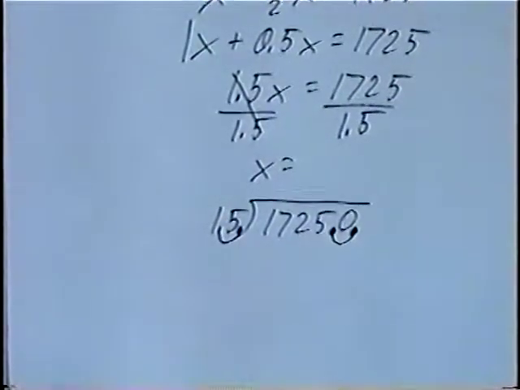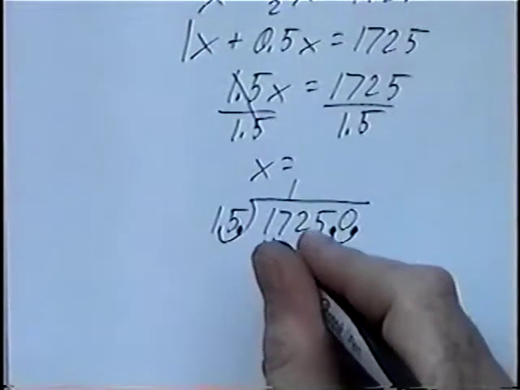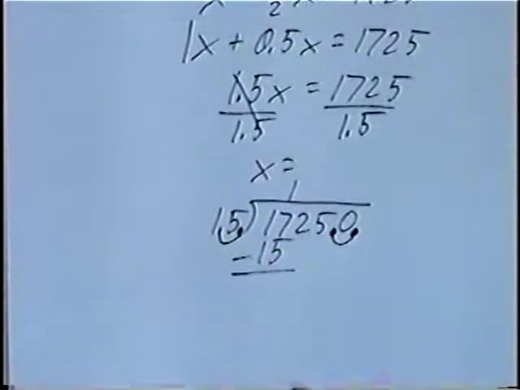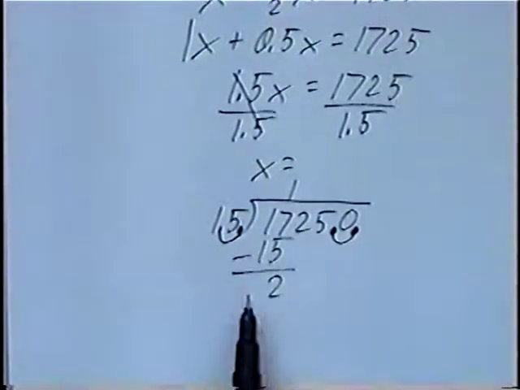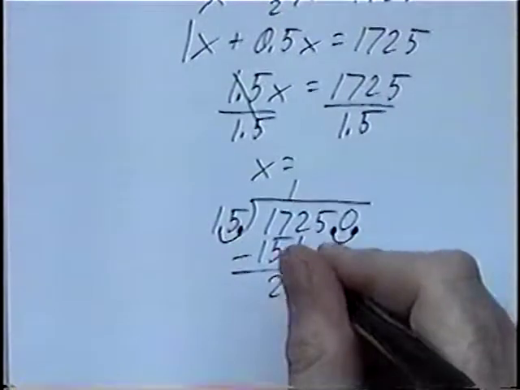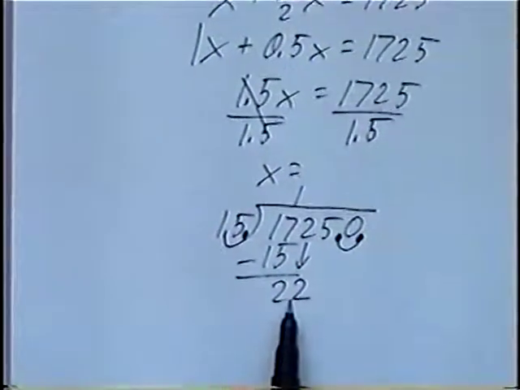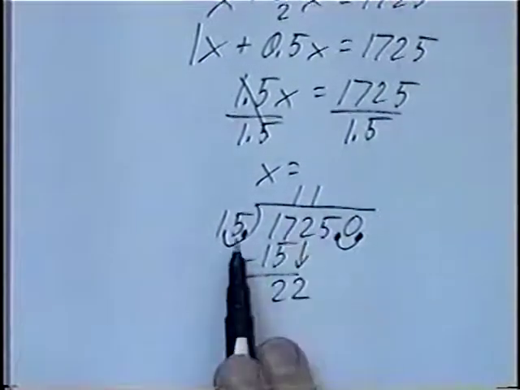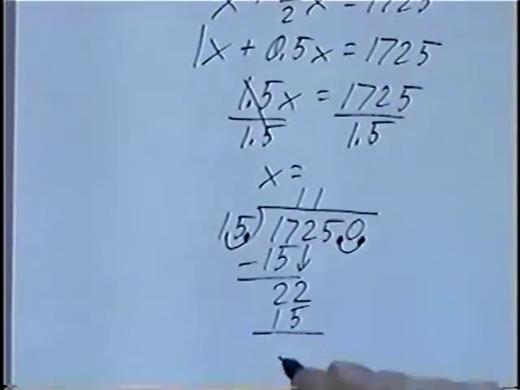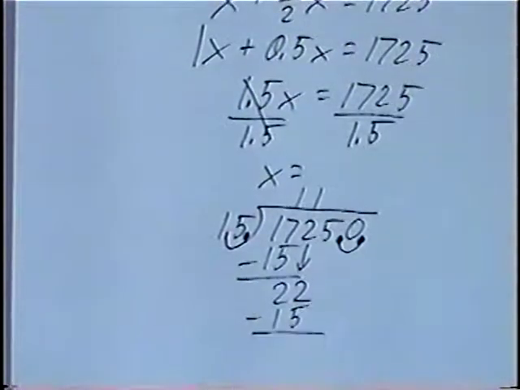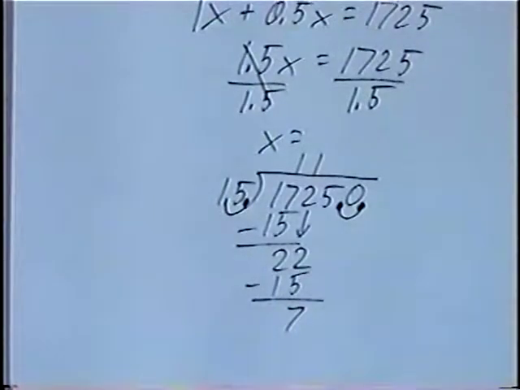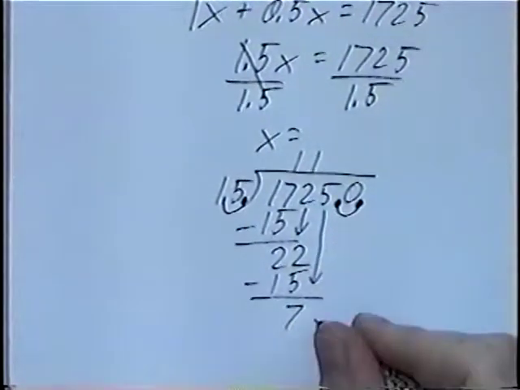Dividing those, 15 goes into 17 one time. 1 times 15 would be 15. And we'll subtract when we divide. 7 minus 5 would be 2. And 1 minus 1 would be 0. Bring down the next number. So we'll have 22. 15 goes into 22, again just 1 time. 1 times 15 would be 15. And subtracting 22 minus 15 would be 7. And bring down the next number, which is 5.